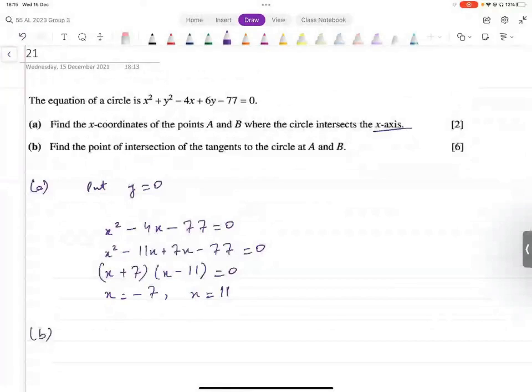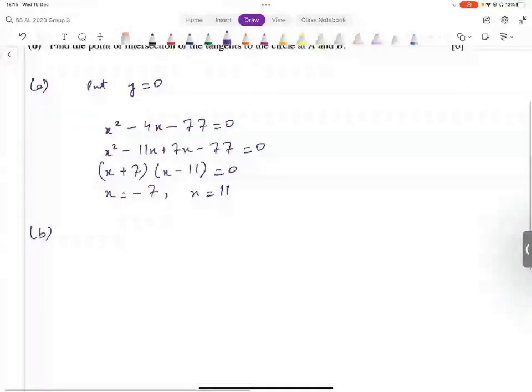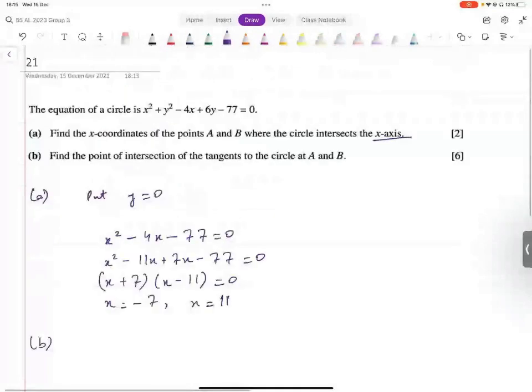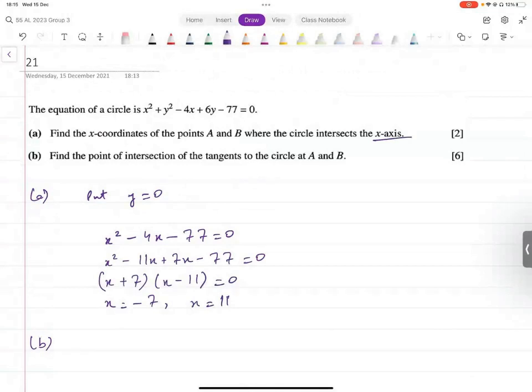Now let's look at the second part. सेकंड पार्ट में वो क्या कहता है, find the point of intersection of the tangents to the circle at A and B. So what you want to do is you want to find the equation of those tangents. The equation आ जाएगी, उनको simultaneously solve कर लेंगे, उनका point of intersection आ जाएगा. So let's try to understand the situation better. Do we have the center of the circle? We can actually find that.